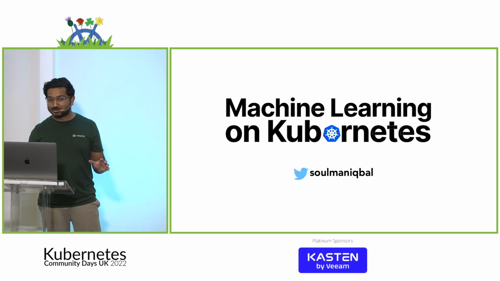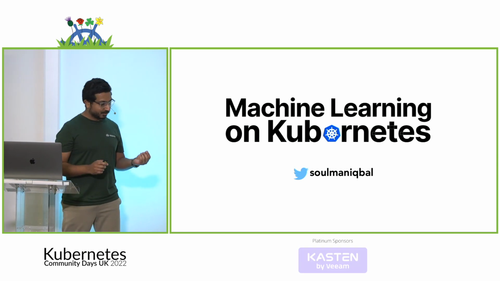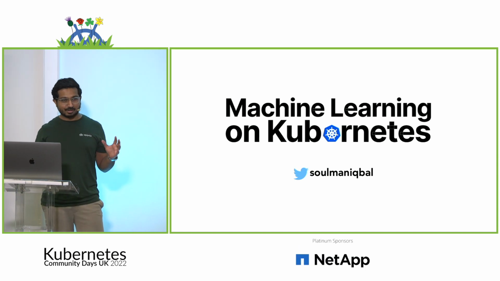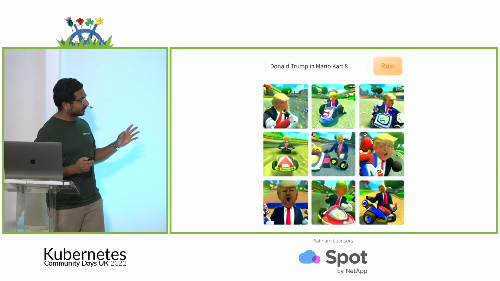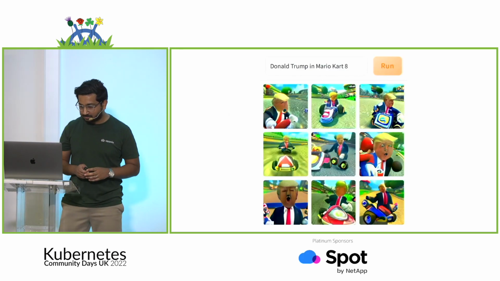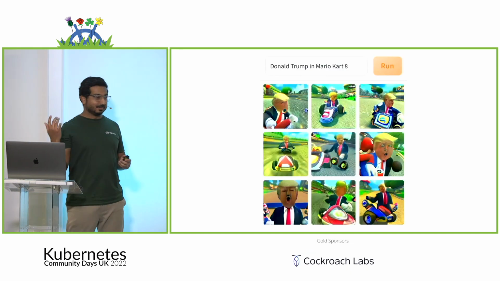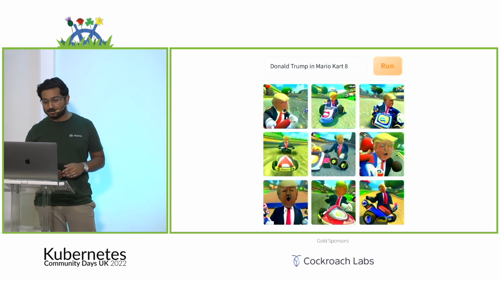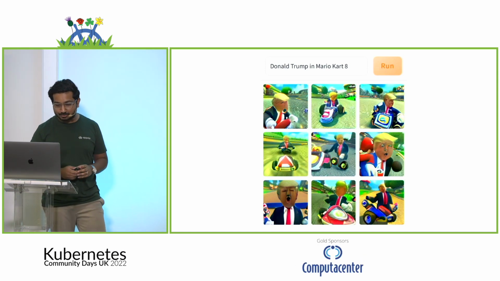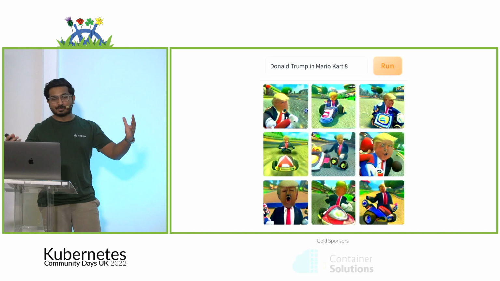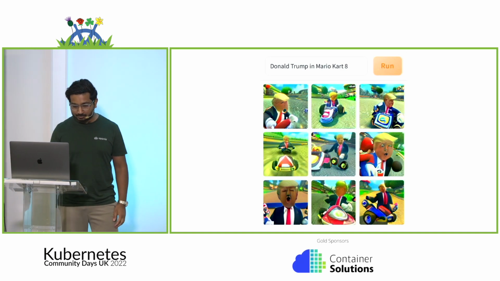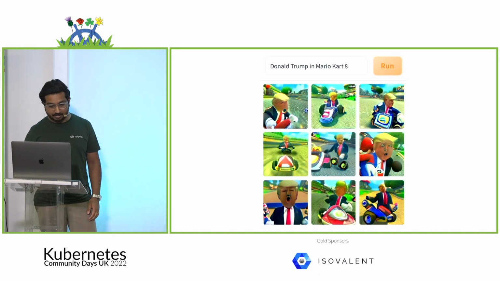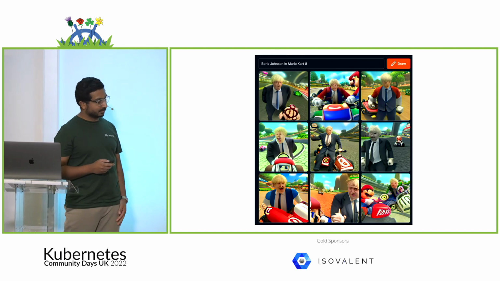We're going to be talking about machine learning on Kubernetes, but I just want to show you the extent of machine learning and AI, how good it is. I don't know if you can read that. That's Donald Trump in Mario Kart 8. This is from a project called DALL-E Mini. You can give it some text and it'll produce you some art. I don't want to be biased towards America, so this is Boris Johnson in Mario Kart 8.